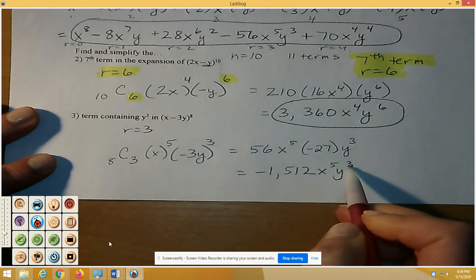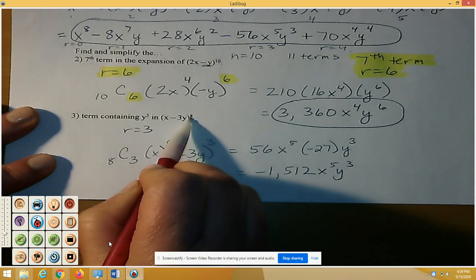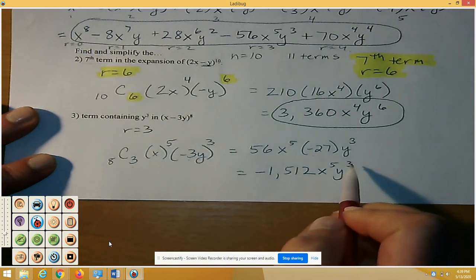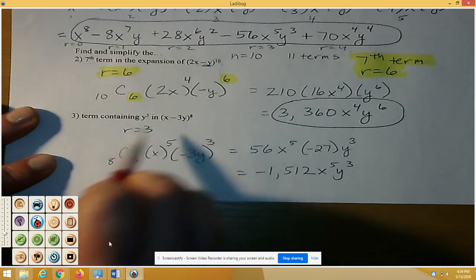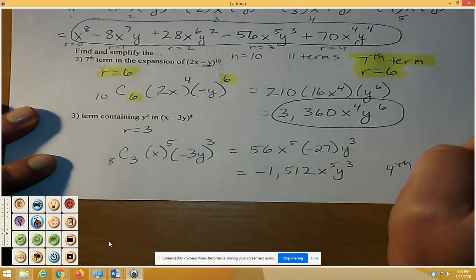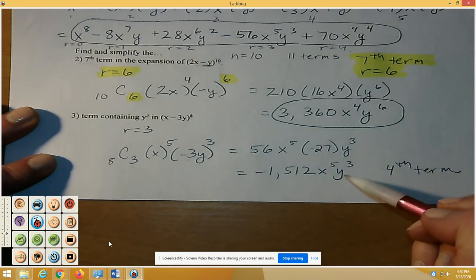Always verify that these add up to the n value. They do. So this is 8. So that's a good sign. And then y had an exponent of 3. And that was the criteria that I was looking for. So this is actually the 4th term in the binomial expansion. And that occurred when r was 3 and when y had the exponent of 3.